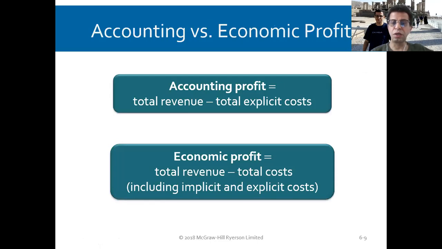Now, accounting versus economic profit. Accounting profit is, as we said, the total revenue minus the total explicit cost, the cost that you pay to a third party. The economic profit is the total revenue minus the total cost, which is the same thing, but here you add implicit and explicit. So your total cost is made of implicit and explicit costs.